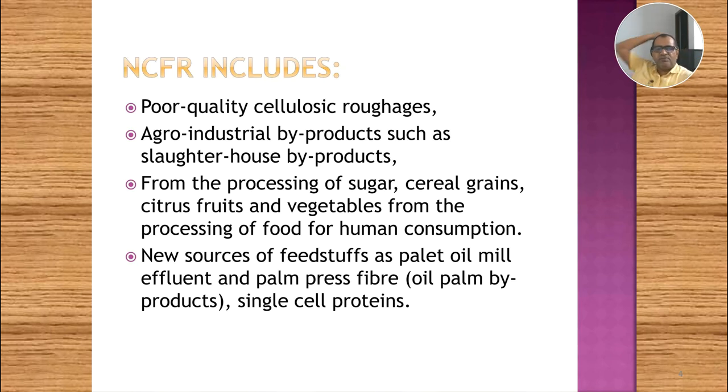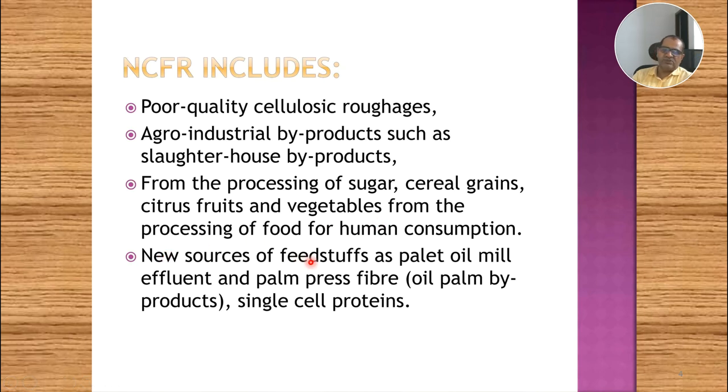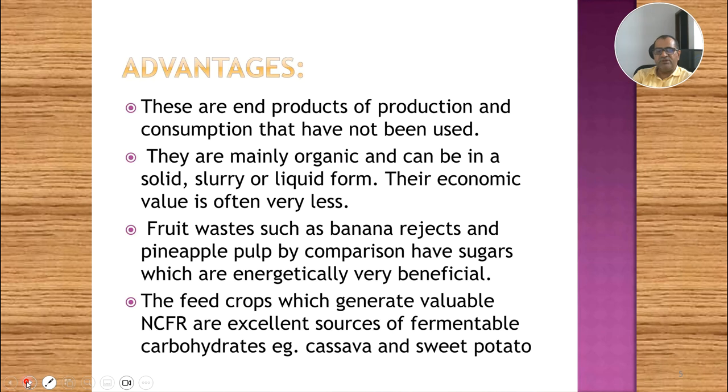So from the processing of sugar, cereal, grains, etc., then citrus fruits and vegetables, and the food production for human consumption, they are also known as unconventional sources of feeds. New sources of feeds include palm oil meal effluents and palm press fibers. For example, palm trees are used for oil extraction, and the remnants are used as an unconventional source of feed for ruminants.